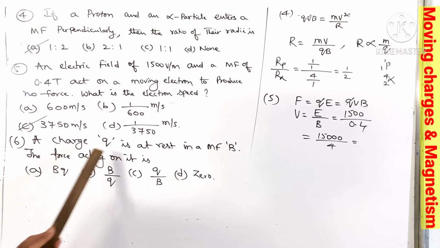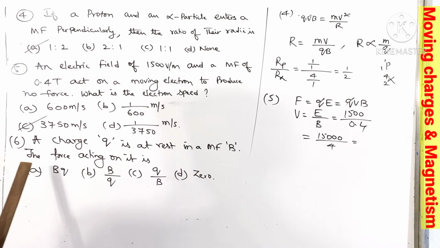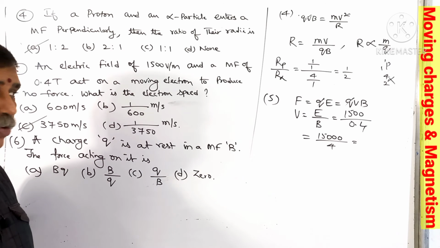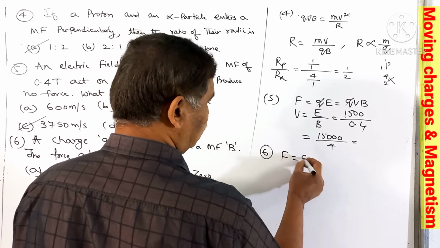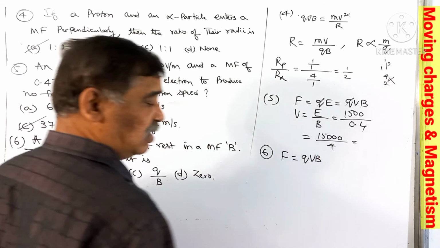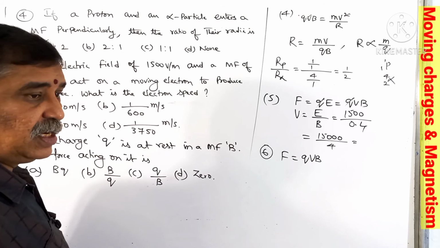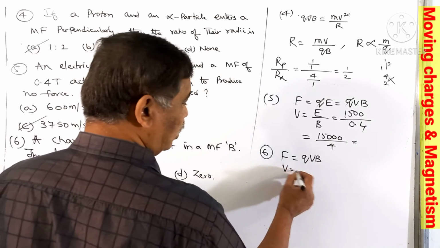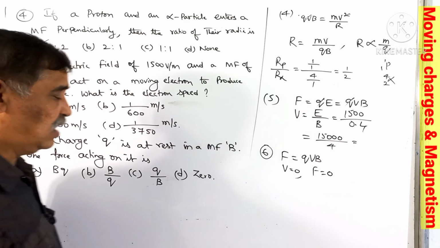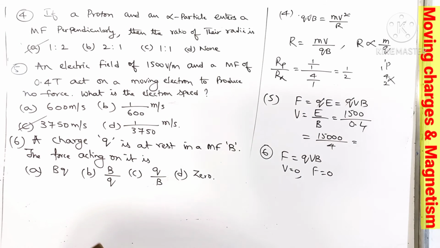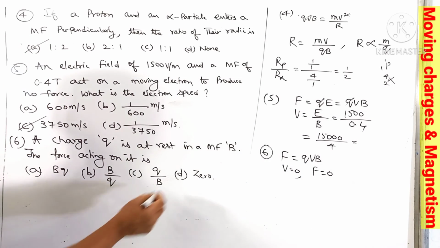Sixth one: a charge Q is at rest in a magnetic field B. The force acting on it, just take the formula, F is equal to QVB sin theta. If I take V is equal to 0, then F becomes 0. So no force acts on a charged particle which is at rest in a magnetic field. D is the answer.